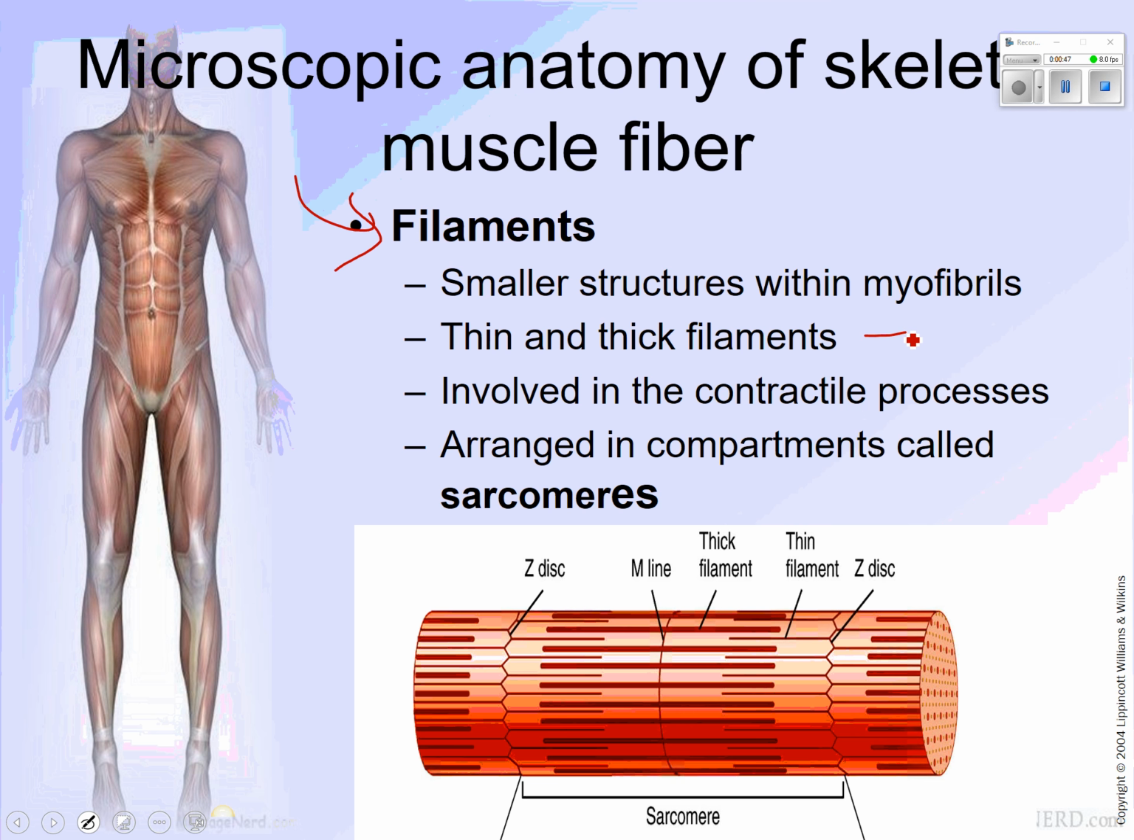If you look down here on the picture, you have the thick filament and your thin filament here and here. It is going to be involved in the contractile processes. It is arranged in compartments called sarcomeres. A sarcomere is the area from one Z disc to the other Z disc. So this area here is a sarcomere. Sarcomeres are the basic functional unit of a myofibril. Make sure that you know that for your test. The basic functional unit of a myofibril is a sarcomere.